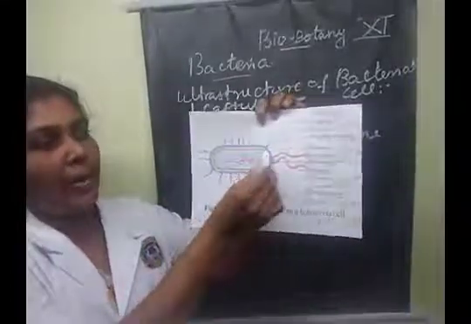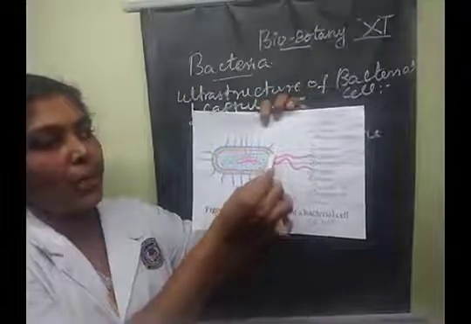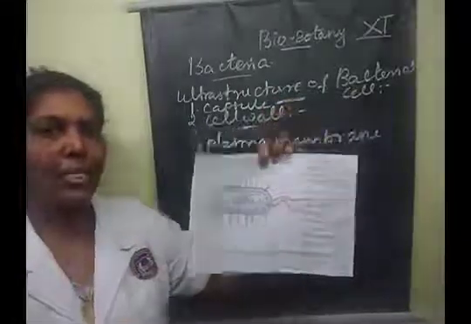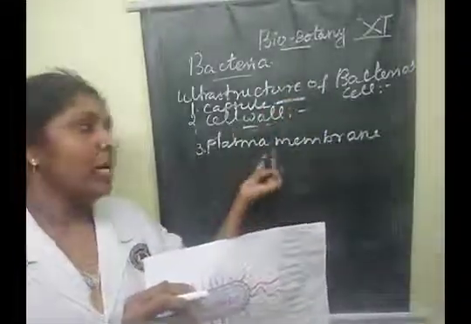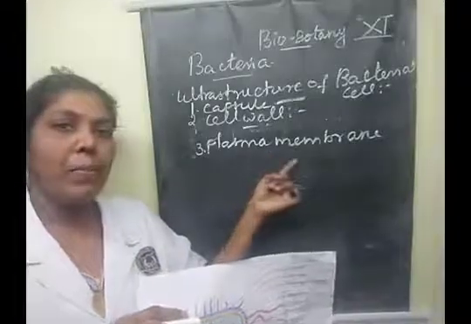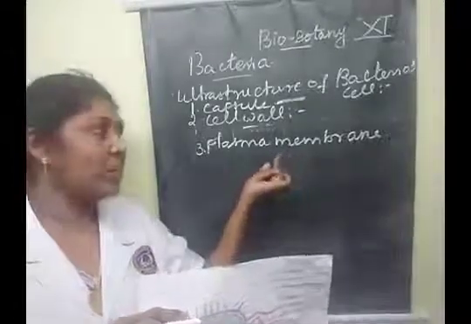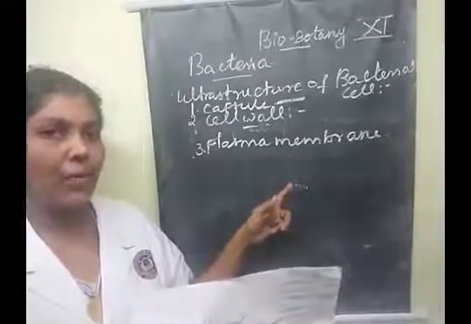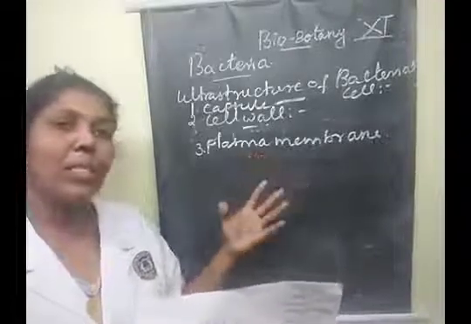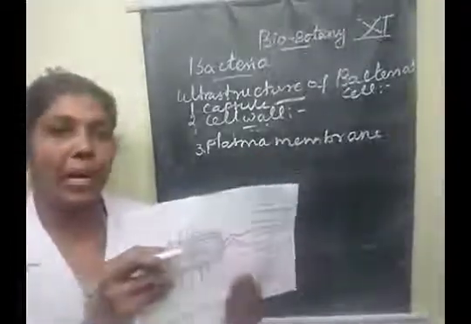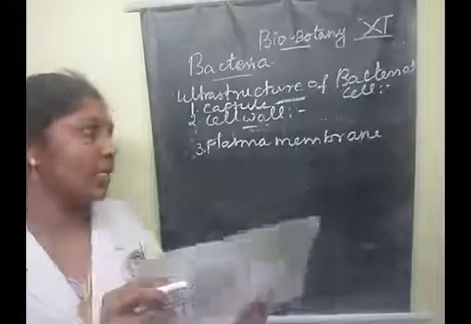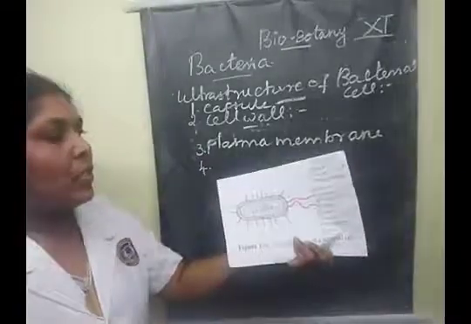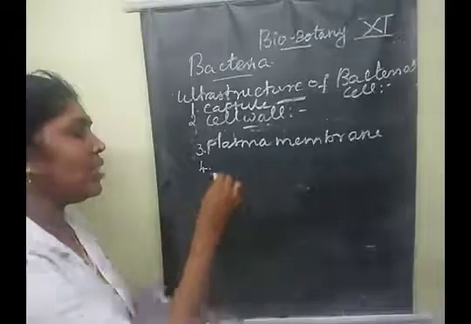The blue color is the capsule or glycocalyx. The second layer is the cell wall. The third layer is the plasma membrane. Understood, children? Once again, revise this. The plasma membrane is made up of lipoprotein molecules. Its function is the entering and exiting of small molecules and ions. Many enzymes are present in the plasma membrane layer. Clear, children? Say yes or no? Yes.